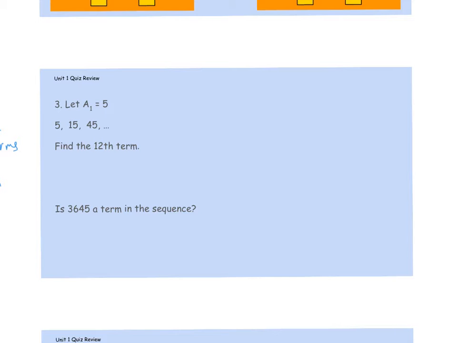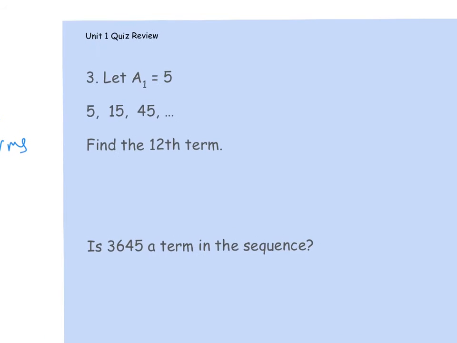What we got here? Let a sub 1 equal 5. Then the sequence goes 5, 15, 45. Find the 12th term. Is it arithmetic or geometric? Well, looks like here I would add 10. Well, 15 plus 10 is 25, so it's not arithmetic. You're not adding the same thing every time.